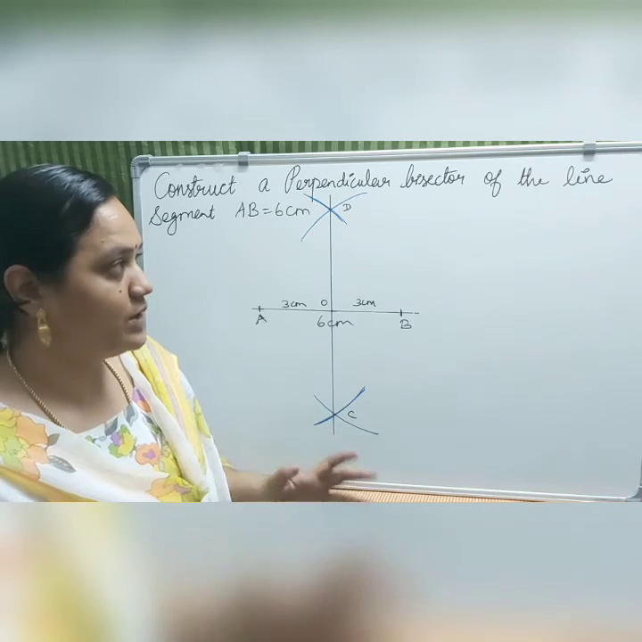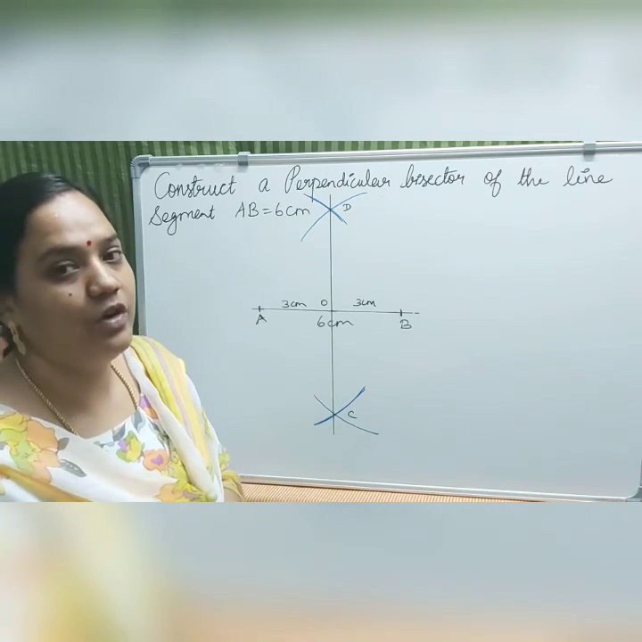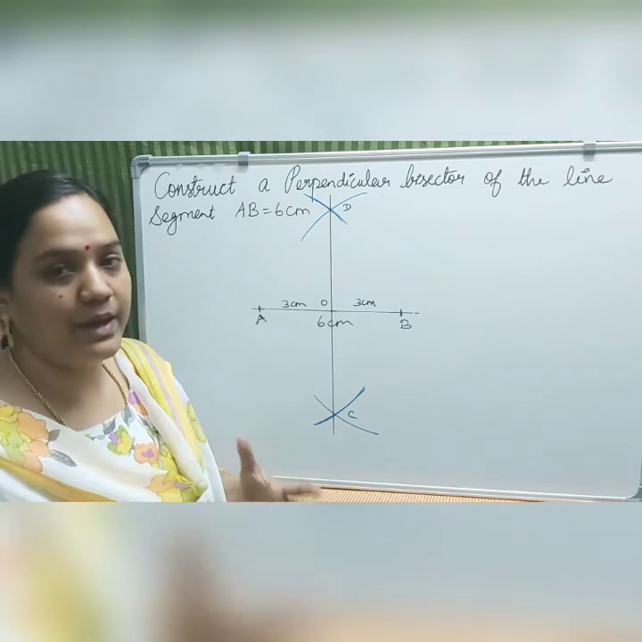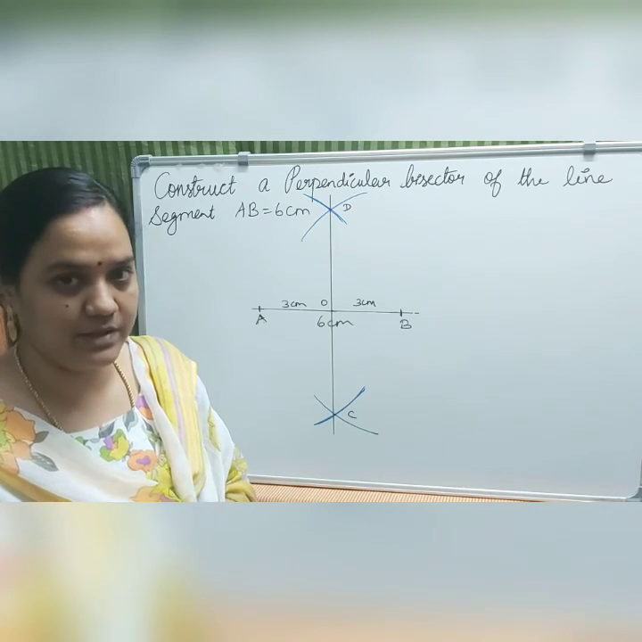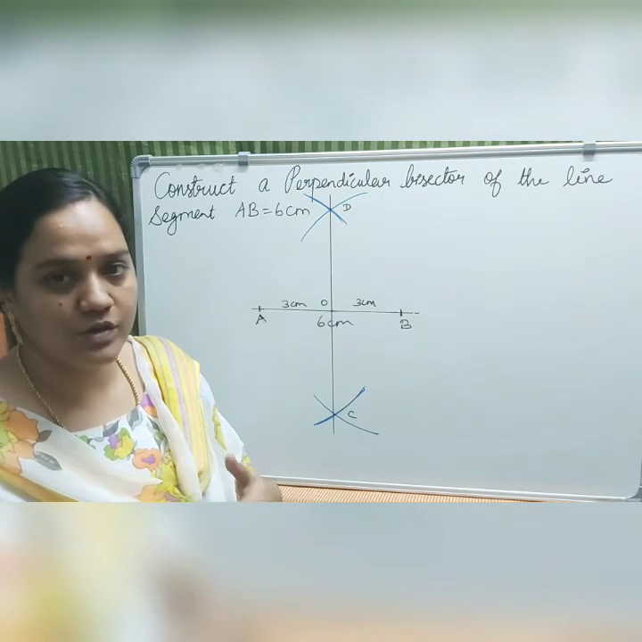Is it clear? So that's all. This is the procedure for drawing a perpendicular bisector for the given line segment. Okay, is it clear? So you can also work out some of the problems in your exercise.